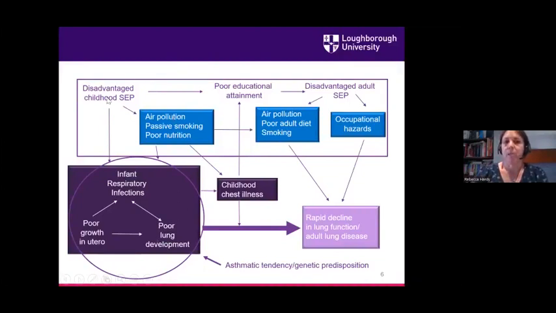We also then have this more social pathway from disadvantaged childhood, socioeconomic position, which are related to exposures, which are socially patterned. So for example, people who are more disadvantaged tend to live in areas where there's greater air pollution, or do jobs where there are greater occupational hazards, exposure to chemicals, for example, which lead to more rapid lung decline.